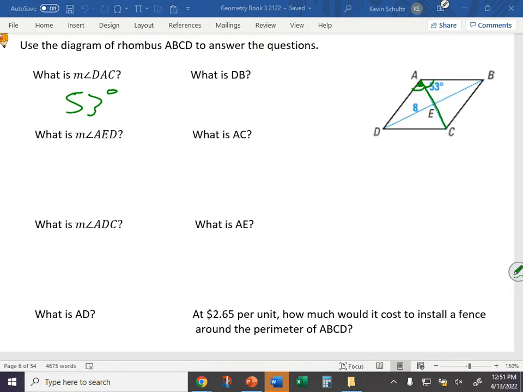So if you get stuck, take a look at what we wrote. What's true about every rhombus, okay? And then make sure that you either jot those down on a help sheet, right? Or memorize them for the test, right?